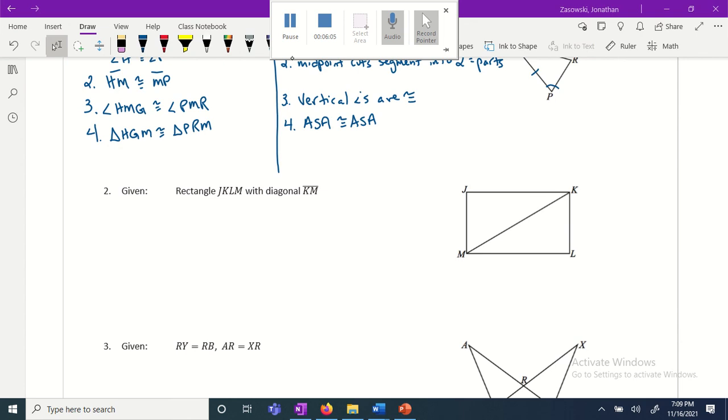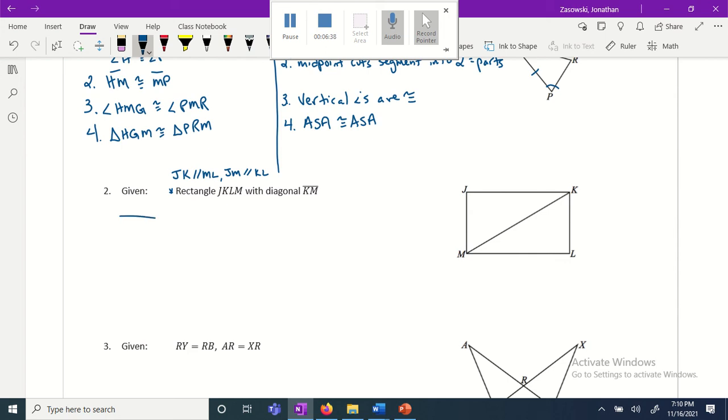Okay, we're going to handle rectangles later. So what I'm going to do is instead of doing the rectangle, JLM, we're going to use two other statements here. We're going to say JK is parallel to ML, okay? And then JM is parallel to KL. So let's use these three givens, okay? This one, and we're going to use these two instead of this, okay?